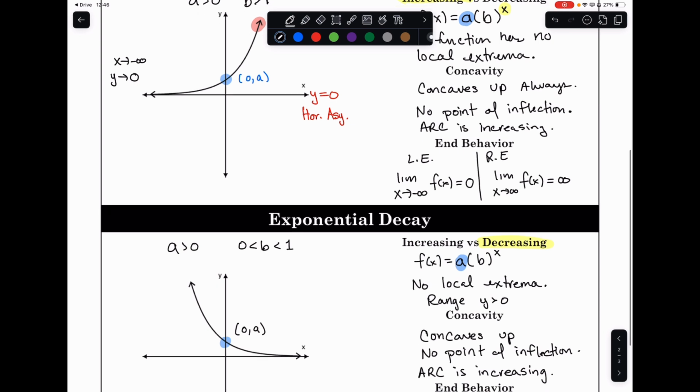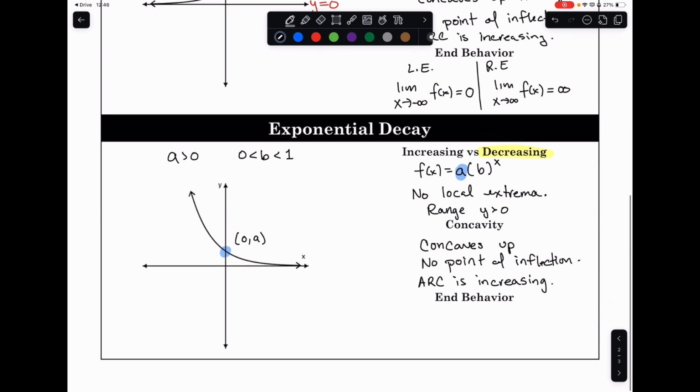Now let's talk about the end behaviors. Well, the end behaviors here are going to correlate again to the left and right end. This time around, because the graph is going downwards, the left end is going to be the end that is unbounded. So as x is approaching negative infinity, the y values are unbounded and they're going to go upwards towards positive infinity.